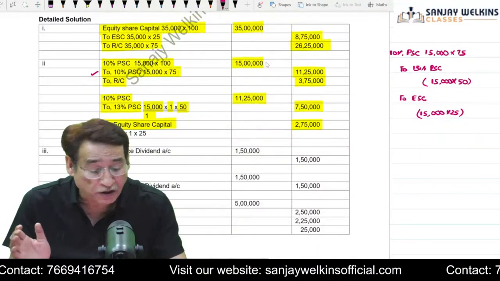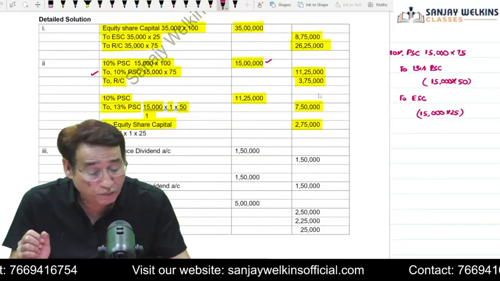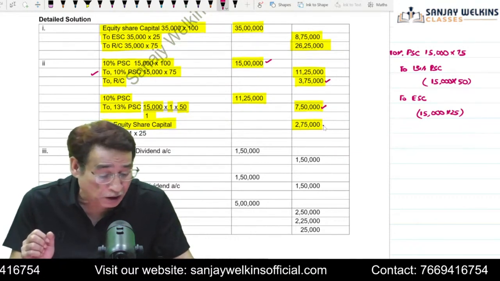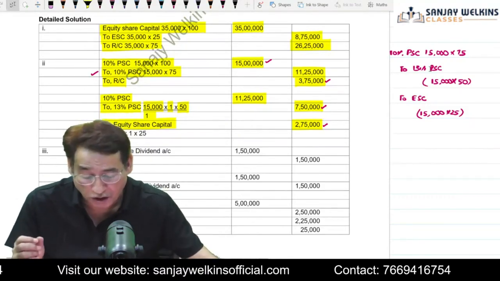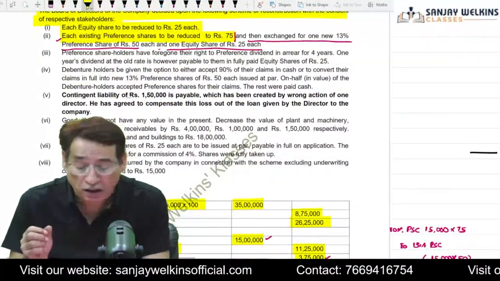You will pass an entry like this: preference share capital account debit to reconstruction account, and then 13% preference share capital account to equity share capital. Instead of these two entries, you can combine them into one entry. Now, further, it is written, this point we had a lot of discussion in the last session, if you remember, actually.